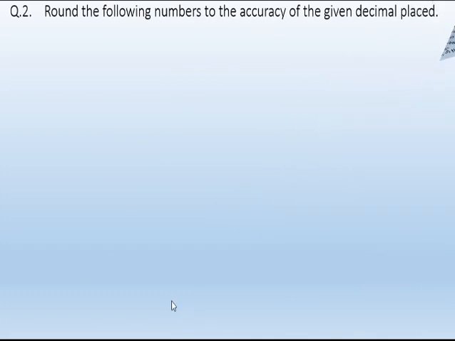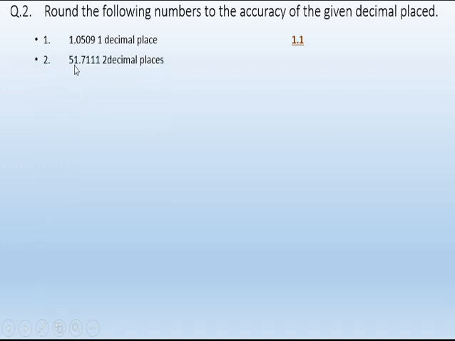Now for the next, round the following numbers to the accuracy of the given decimal place. 1.0509 to 1 decimal place. 1 decimal place is the first number, so it means the rest of the number, 509, will be removed. Whenever we are removing 5, it is 5 or more, so we will be adding 0 and 1, so it will become 1.1.